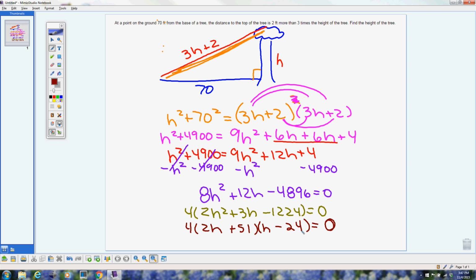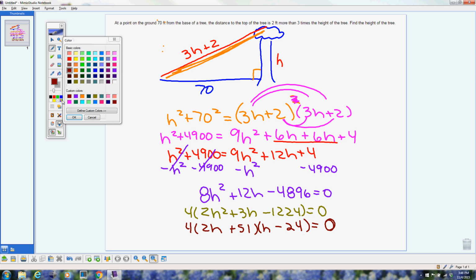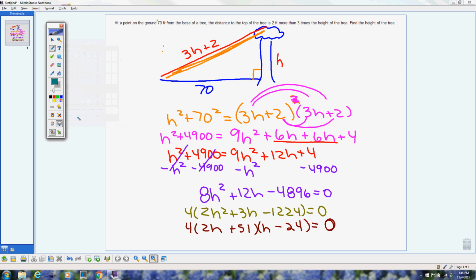Now, if you have trouble with factoring, that's a prerequisite for this class, so make sure you get online and find some practice on factoring quadratics. That's something they expect you to know when you get here, and I find some students don't, so make sure you practice that. When we're done, we need to set these equal to 0. We don't have to worry about the 4 because it doesn't have an h with it. I'm going to set 2h plus 51 equal to 0. And I'm going to set h minus 24 equal to 0.